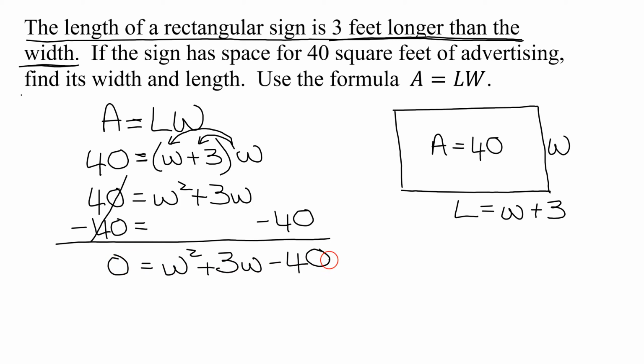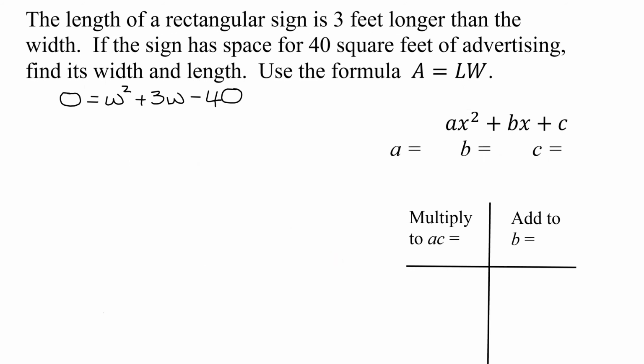Now we're going to first of all try and factor it. I'm running out of room, so let me go to the next page. I've already written my equation here. And to factor, we always want to compare it to ax squared plus bx plus c. A is the coefficient of the squared term. What number are we writing in front of that W squared? It is 1. What is b? B is the coefficient of the linear term, so that's 3. And c is the constant, it's negative 40.